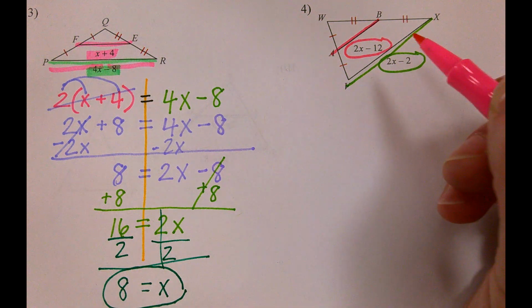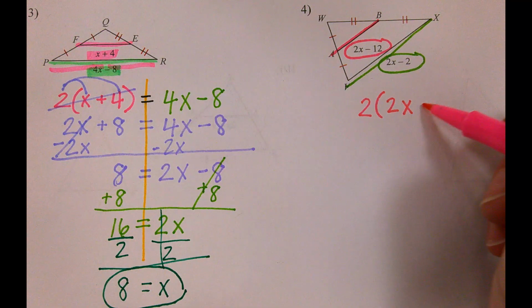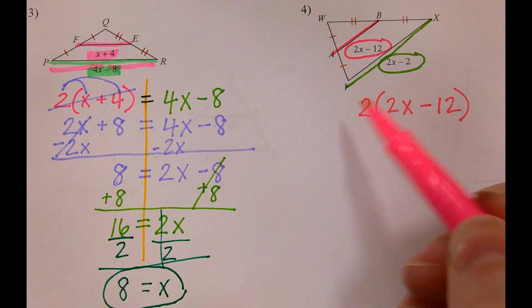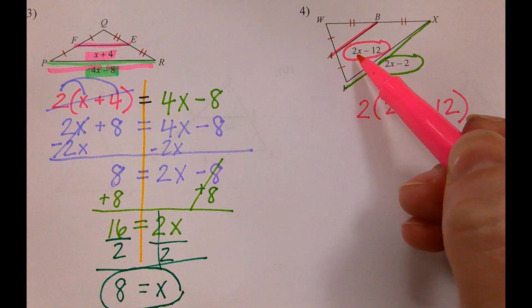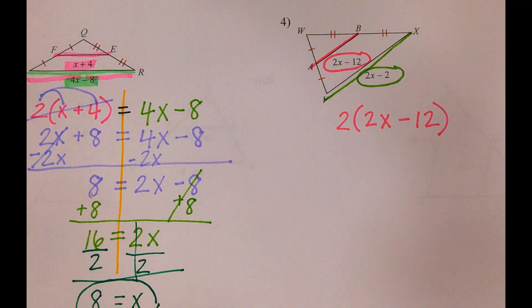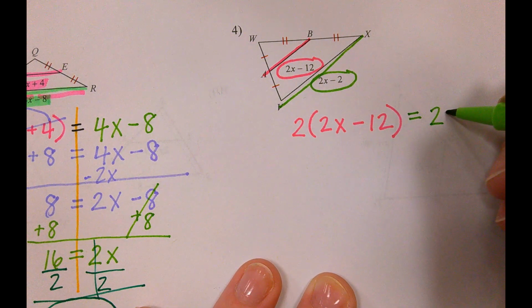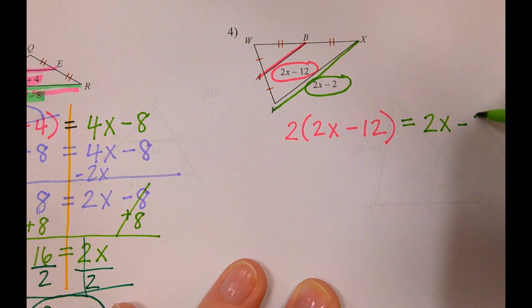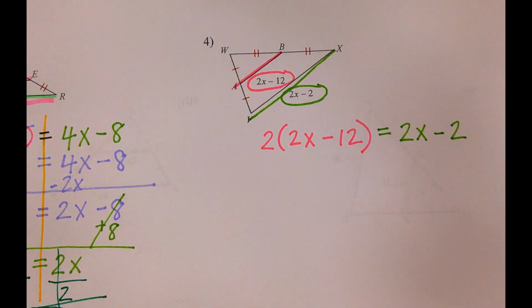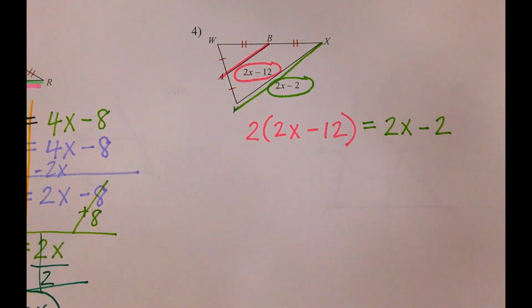2 times 2x minus 12 equals 2x minus 2. Good. So we're taking 2 times the midsegment, 2x minus 12. We always multiply the smaller one times 2. And that's equal to 2x minus 2. Every midsegment problem like this will always be set up the same way. Smaller length, multiply by 2, set it equal to the bigger length.